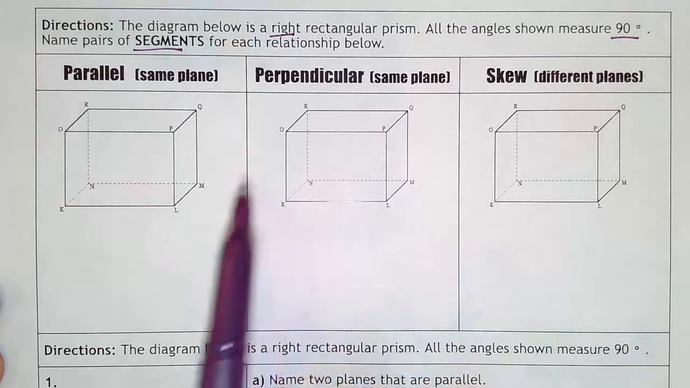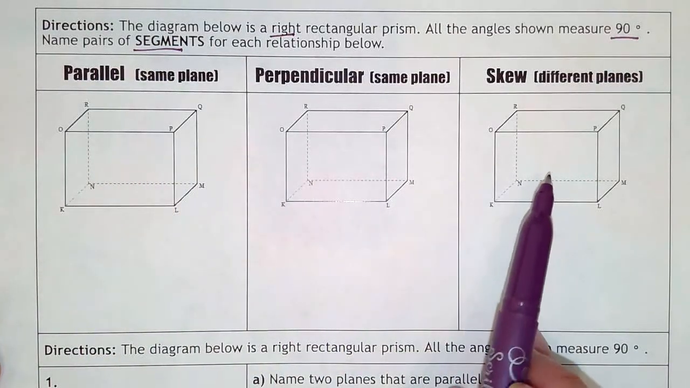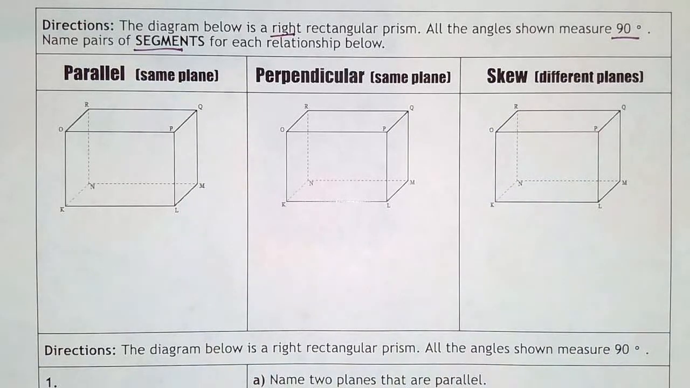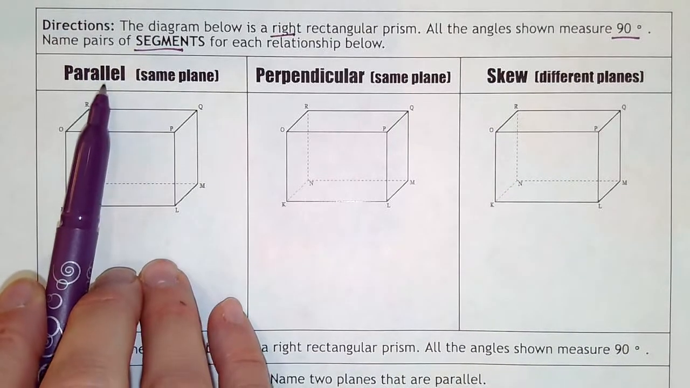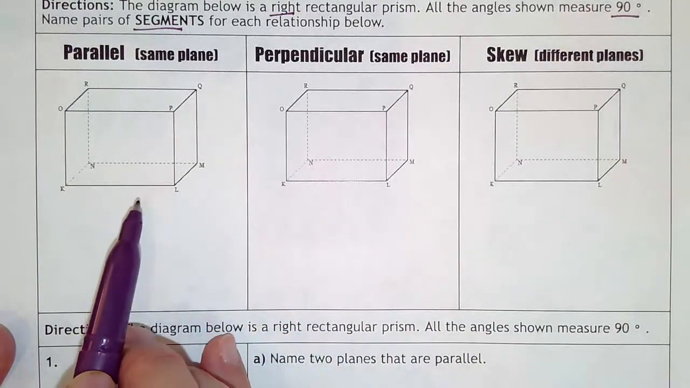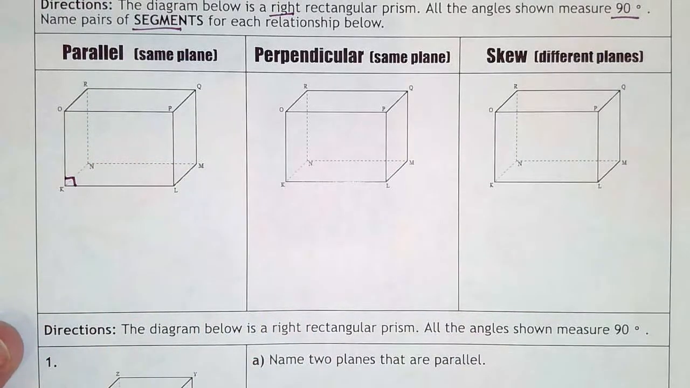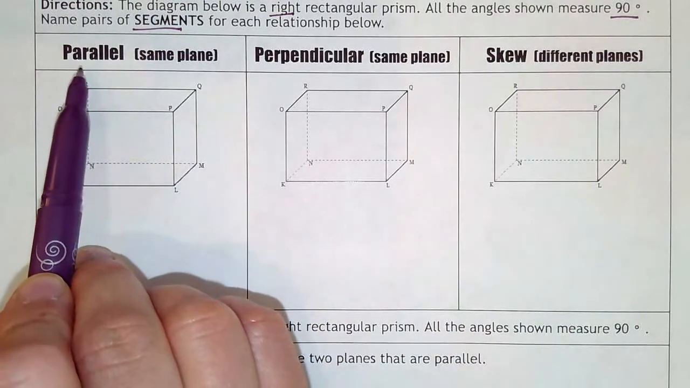So it says the diagram below because, look, this is the exact same picture 3 times. And we're going to give some different situations in these 3 boxes here. Okay, so everything is a right angle or 90 degrees. We want segments that are parallel first.